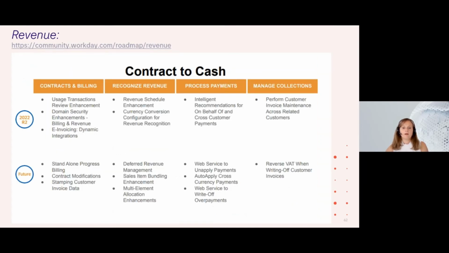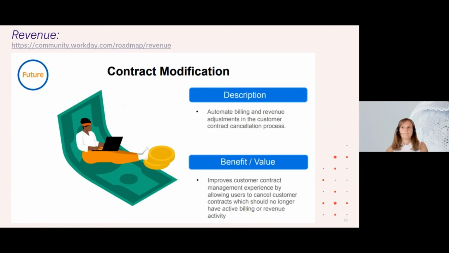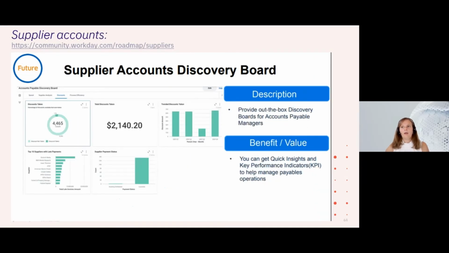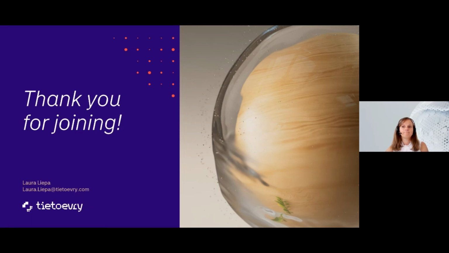And then comes the roadmap for revenue. Here I have highlighted the contract modification feature. This is planned as quite a big enhancement, but the first step would be to automate billing and revenue adjustments in the customer contract cancellation process. And this will improve the experience by allowing users to cancel customer contracts which should no longer have billing or revenue activity. And for supplier accounts, we can expect Discovery Board in the near future.